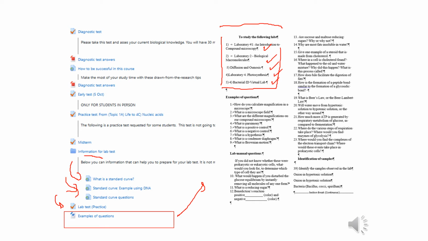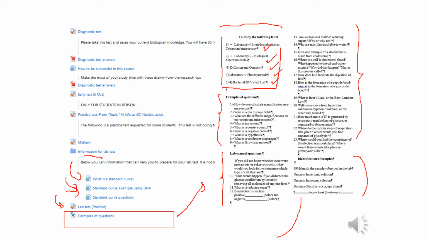I also give you more examples of questions that it would be a good idea to study, some examples of the lab manual questions that it would be a good idea to study. There could be more questions, but those ones I think are fundamental that you remember or study. Also some samples that you have to identify, as the lab will be online.